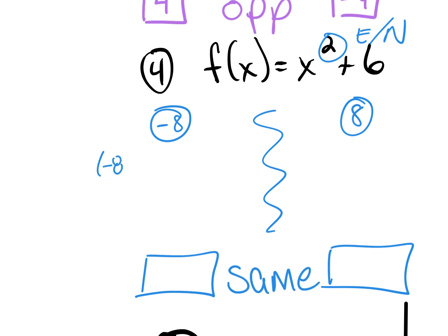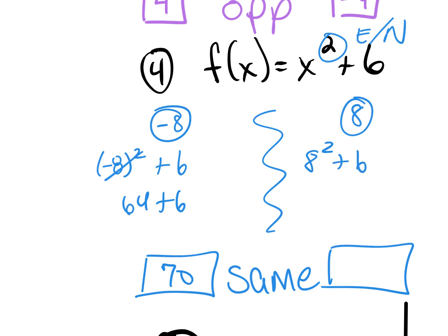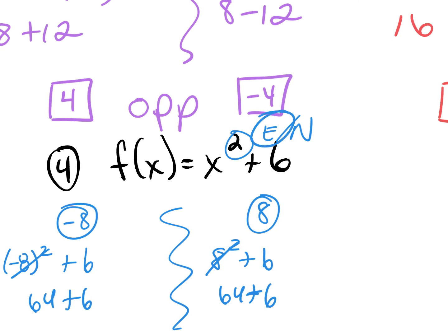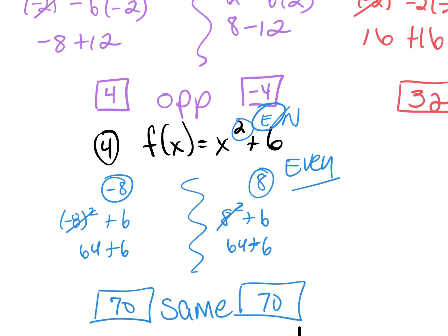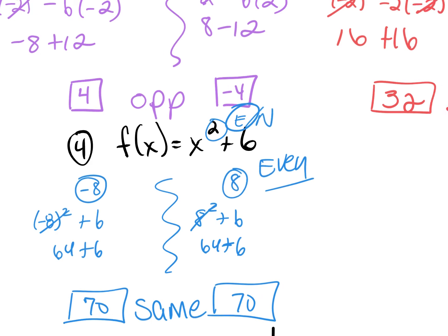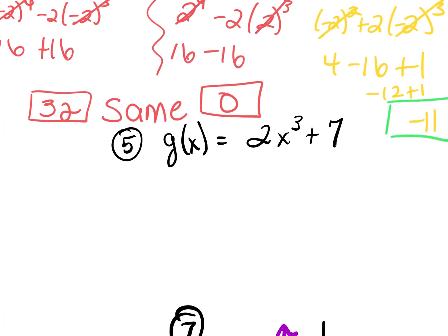So I have -8 squared plus 6. What's -8 squared? 64 plus 6 is 70. Okay, so now over here I'm going to say 8 squared plus 6. What's 8 squared? 64 plus 6 is, oh, what do we notice here? It's the same. So this is what kind of a function? This is an even function. Great. As long as you use something 2 or bigger, the number and its exact opposite, you guys will be good.